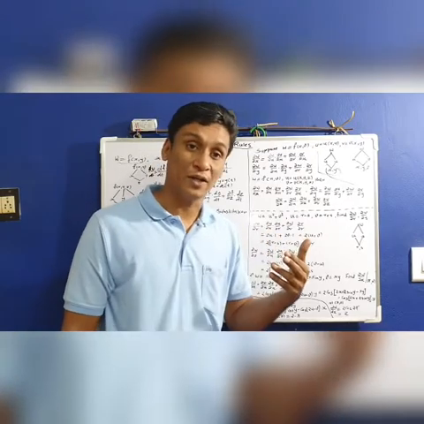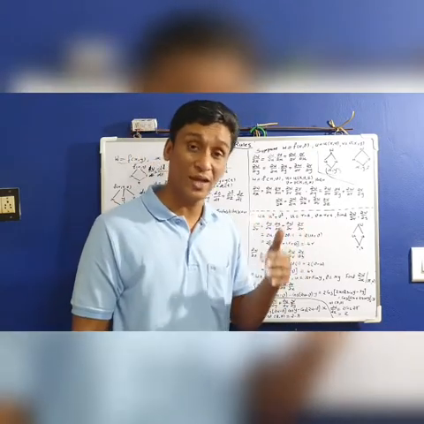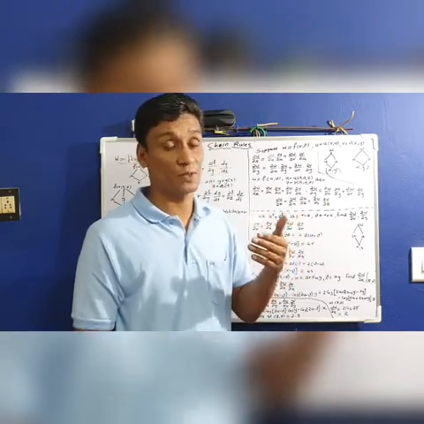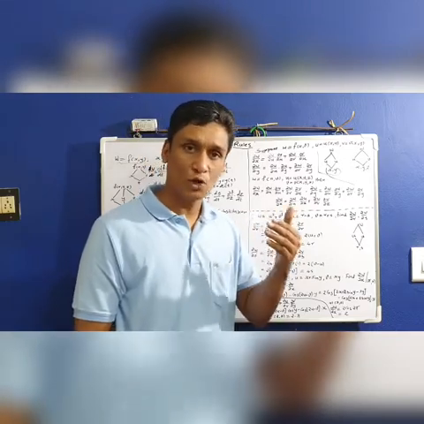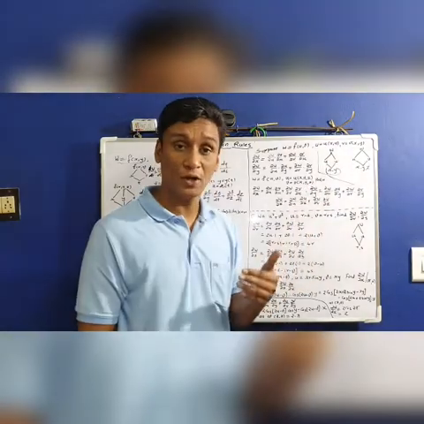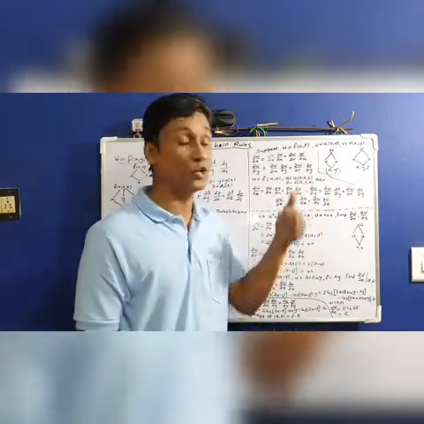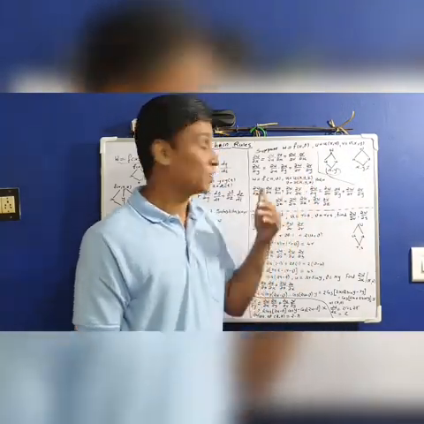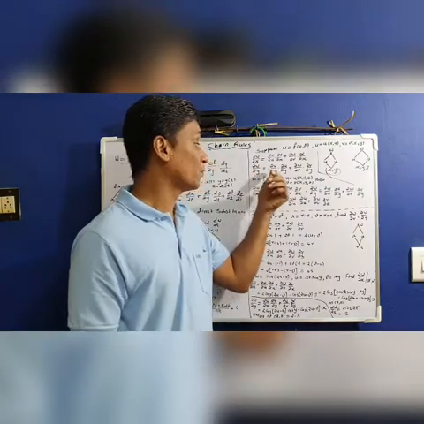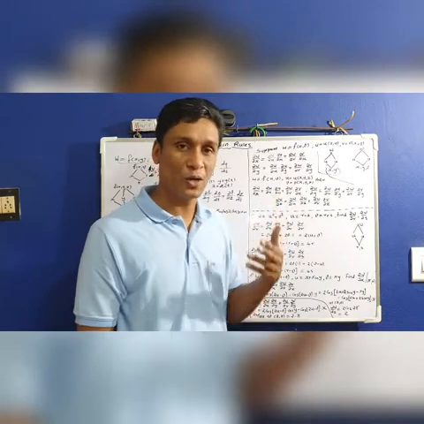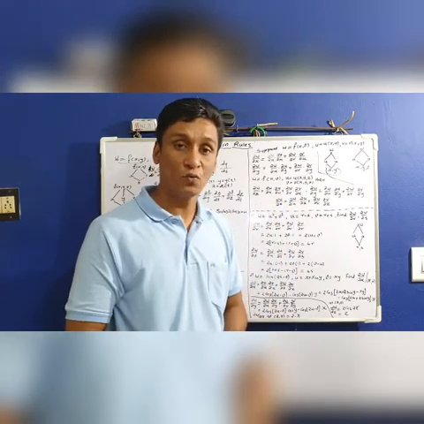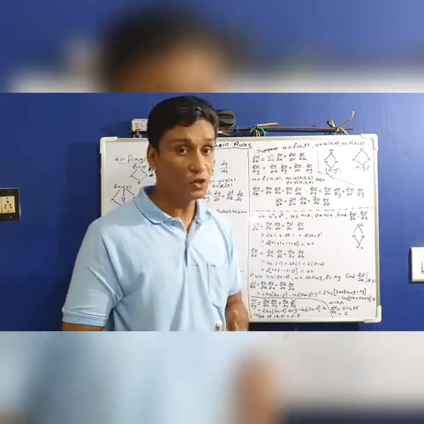You have to find the partial derivative of w with respect to x and the partial derivative of w with respect to y. So ∂w/∂x equals ∂w/∂u into ∂u/∂x plus ∂w/∂v into ∂v/∂x. And ∂w/∂y equals ∂w/∂u into ∂u/∂y plus ∂w/∂v into ∂v/∂y. You have to learn this by heart.